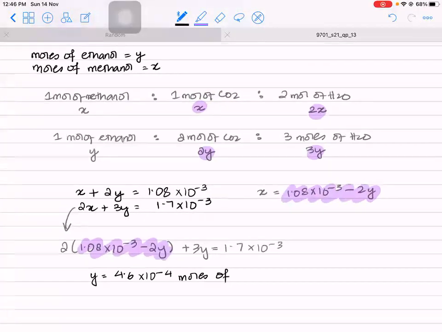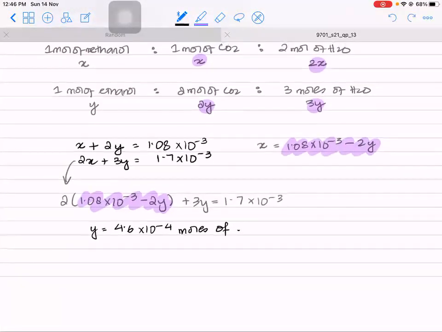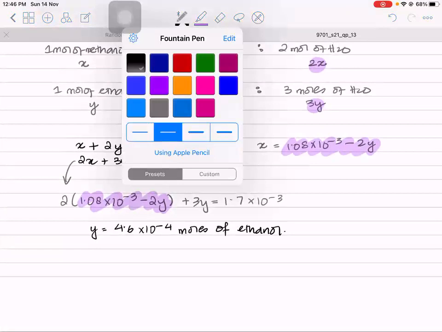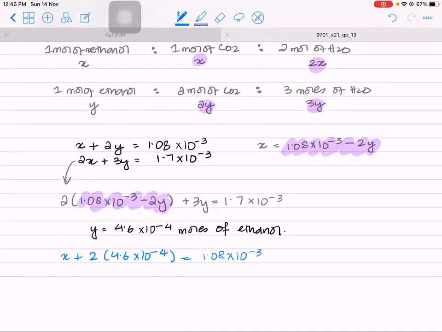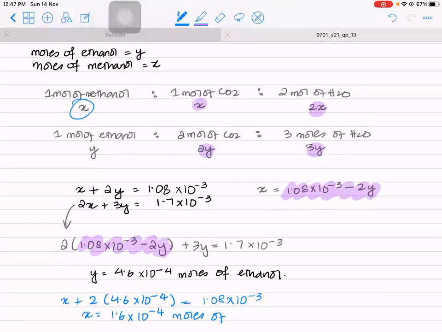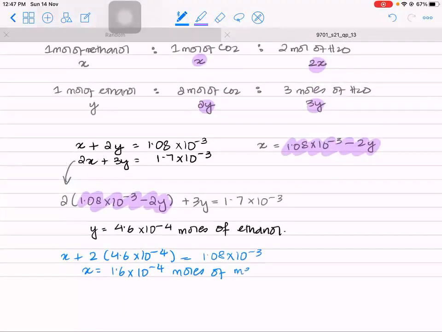And y corresponds to ethanol, so this is the moles of ethanol: 4.6 × 10^-4. Now I can substitute the value of y into the first equation to find the value of x. So x plus 2 times 4.6 × 10^-4 equals 1.08 × 10^-3. And now I will find the value of x. x comes out to be 1.6 × 10^-4 moles, and we've taken x to be methanol. So this would be the moles of methanol.